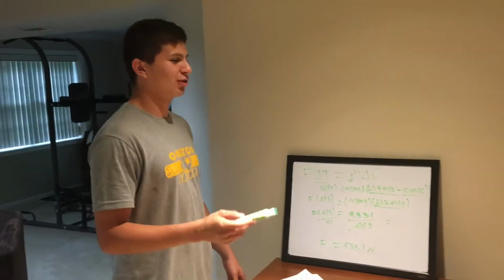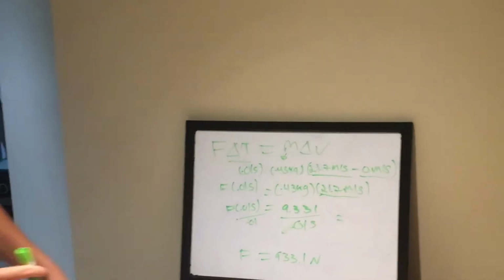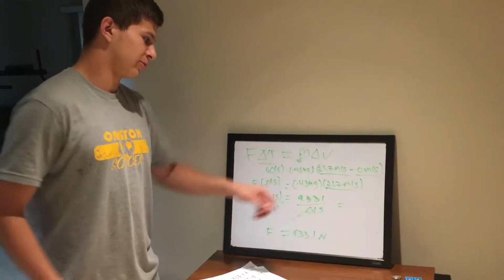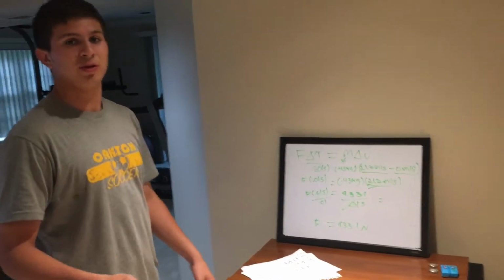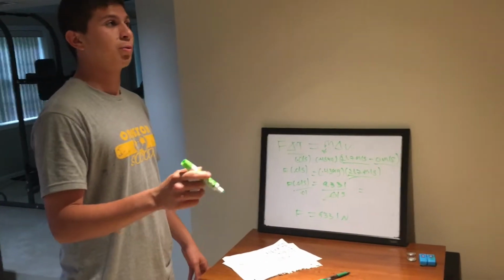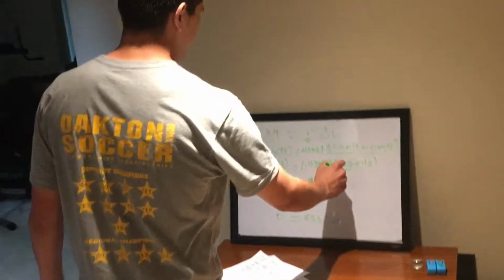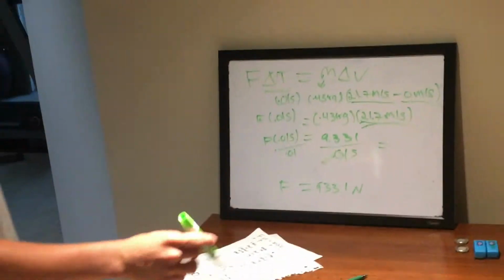Since we have found the final velocity, 21.7 meters per second, and the initial velocity we already have, which is 0 meters per second, the change in velocity equals 21.7 meters per second, and then we're going to multiply it by the mass of the ball, which is 0.43 kilograms. Those together equal 9.331 kilograms times meters per second.